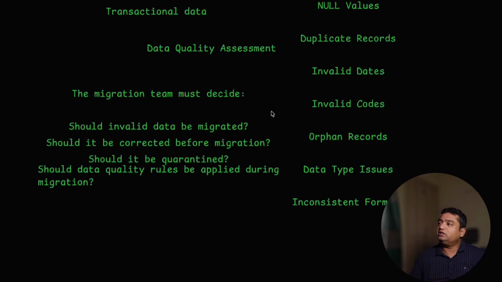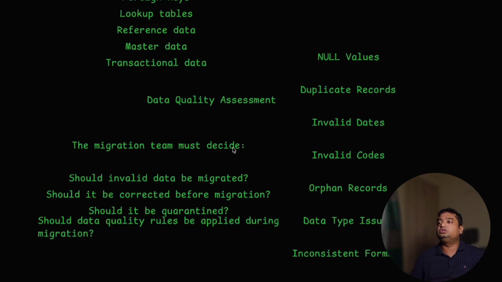You can decide, your project can decide which parameters you want to check for data quality. And the migration team should decide: should invalid data be migrated? There are multiple historical transaction records which are not valid at this time, but still need to be migrated. Should it be corrected? Multiple times clients ask that records which are not correct in our source system should be corrected by applying some transformation on top of them.